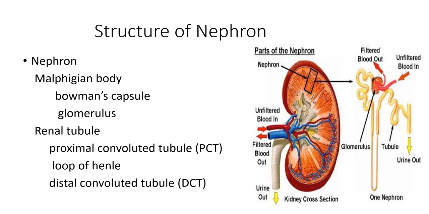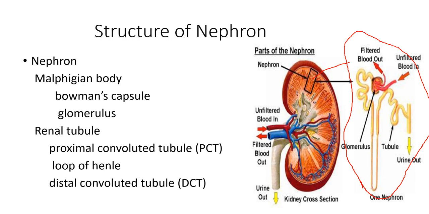If you take this part and see it in microscopic view, you can see the nephron in this way. This is only a single nephron present in this region. So first of all, we will see what parts are present in the nephron.